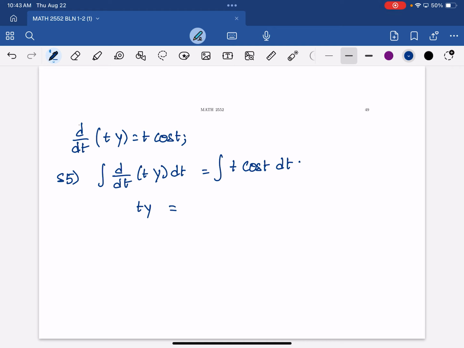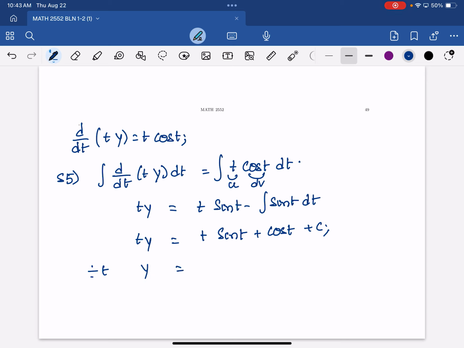So I think you are going to say your u is that and your dv is that. Do you agree with me on that? So you're going to write t sine t minus the integral of sine t dt. So ty is going to be t sine t, and the integral of sine t is negative cosine t, so plus cosine t plus c. You want to divide by t so that you can isolate y. So you got y equals sine t plus cosine t over t plus c over t. And remember, t was bigger than 0, so it is never 0, so you're fine. This is an explicit solution, right? Because I was able to isolate y by itself.